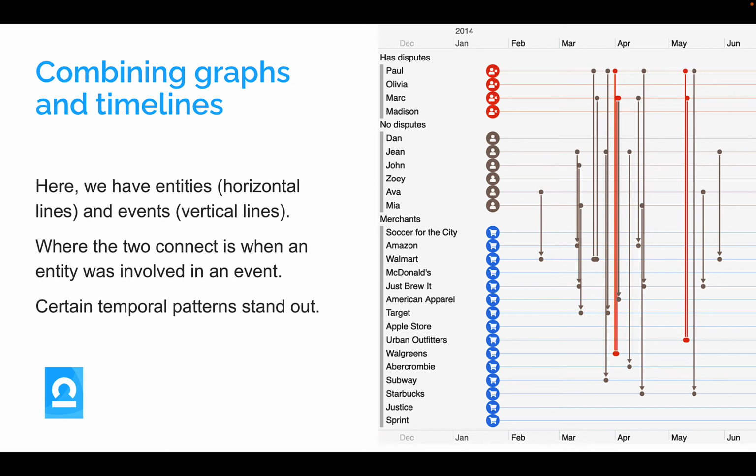I've got an example of that on the right-hand side here. We have entities, which are the equivalent of nodes, as our horizontal lines, and then we have events, which are items that connect those nodes that happen at a specific point in time as the vertical lines, and you can see that they're aligned over a timeline so that we can see specifically when they occurred. So there are some patterns that stand out when you visualize the data this way. Let me show you this in a more interactive example.